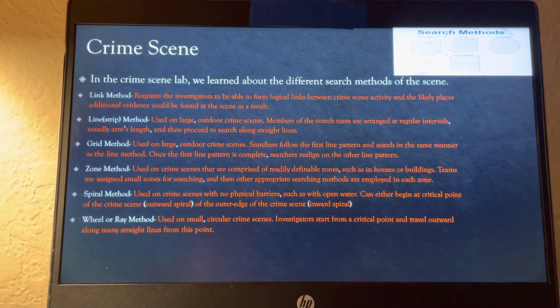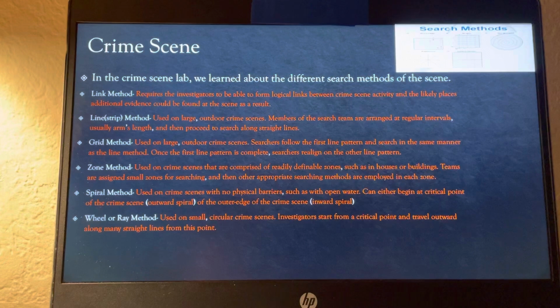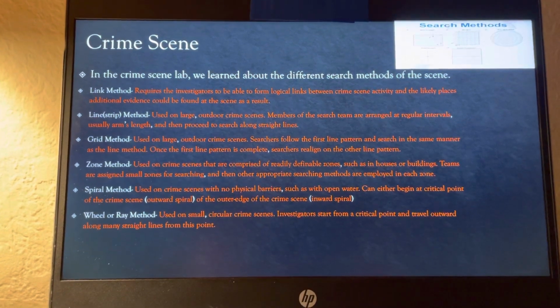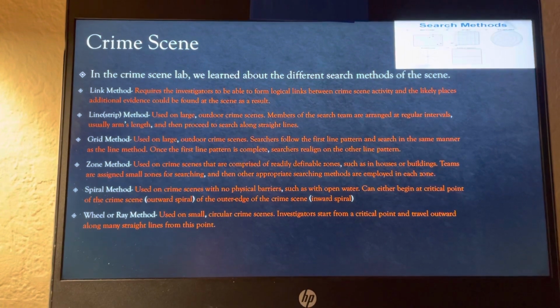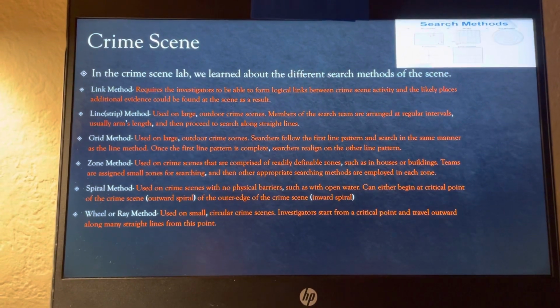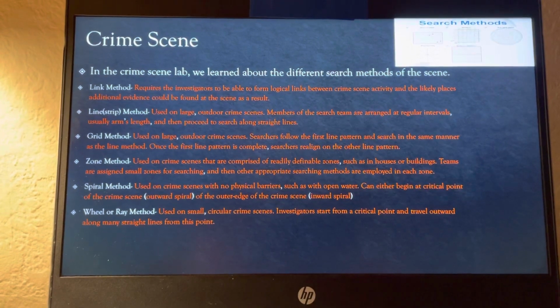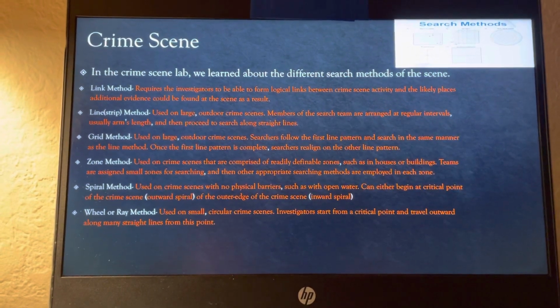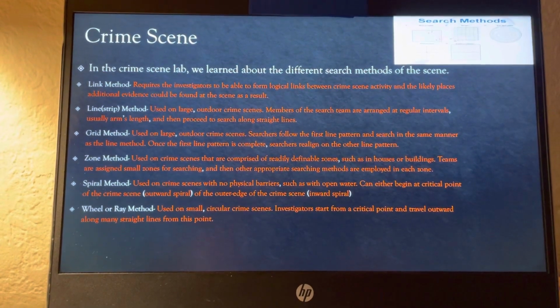Line or strip method is used on large outdoor crime scenes. Members of the search team are arranged at regular intervals using arm's length and then proceed to search along straight lines.